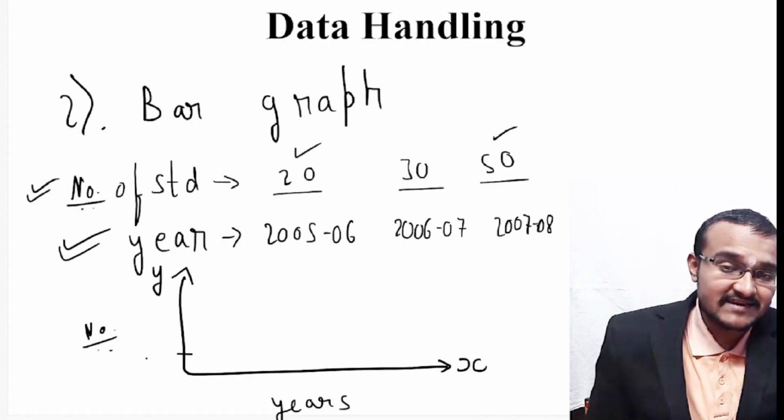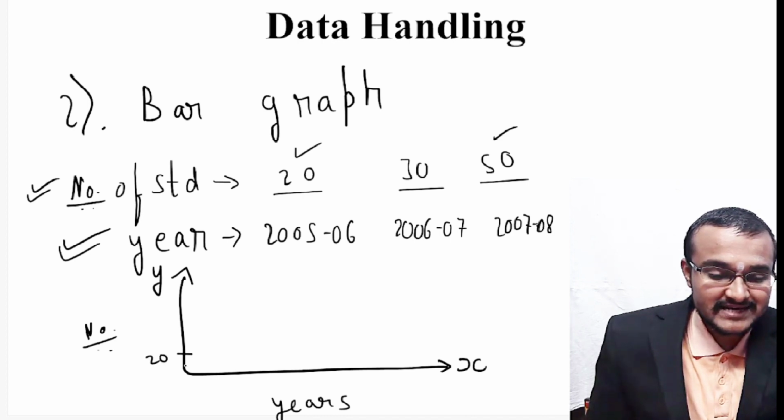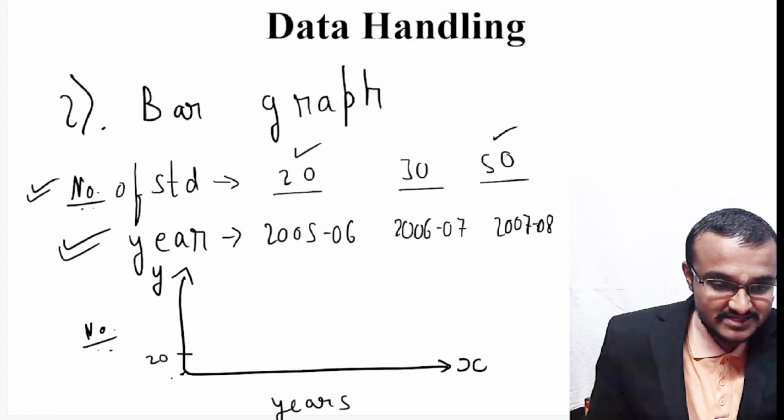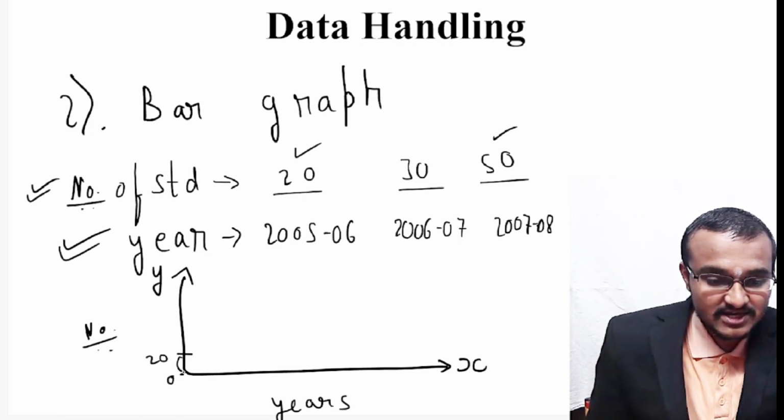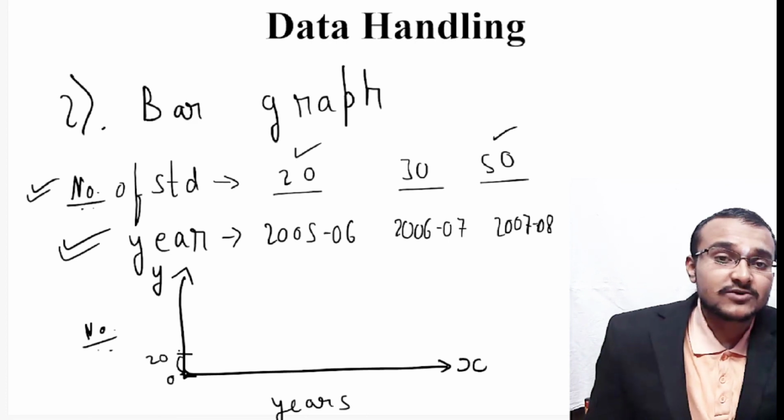Now similarly, as I explained before, I will take 1 unit on the axis as 20. So this is the 0th point and this is 1 unit on the y-axis. So 1 unit on the y-axis is equal to 20.